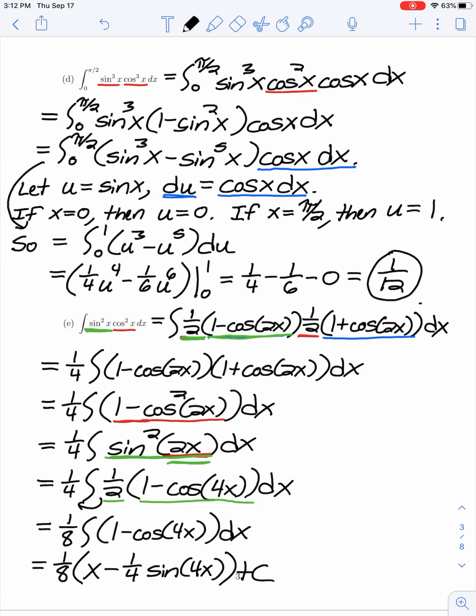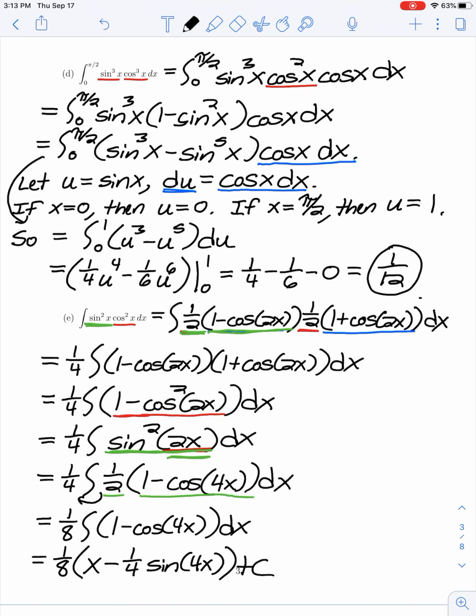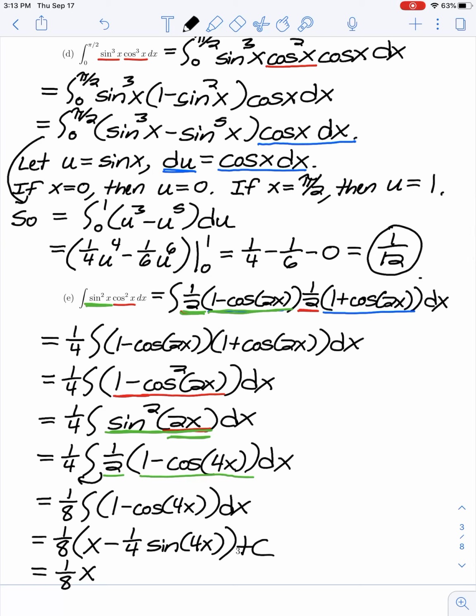And then, since this was an indefinite integral, I can include a constant of integration. Now, if I want to simplify a bit further, I could distribute the factor of 1/8 out in front, so that I would have 1/8 x minus 1 over 32 times sine of 4x plus c.